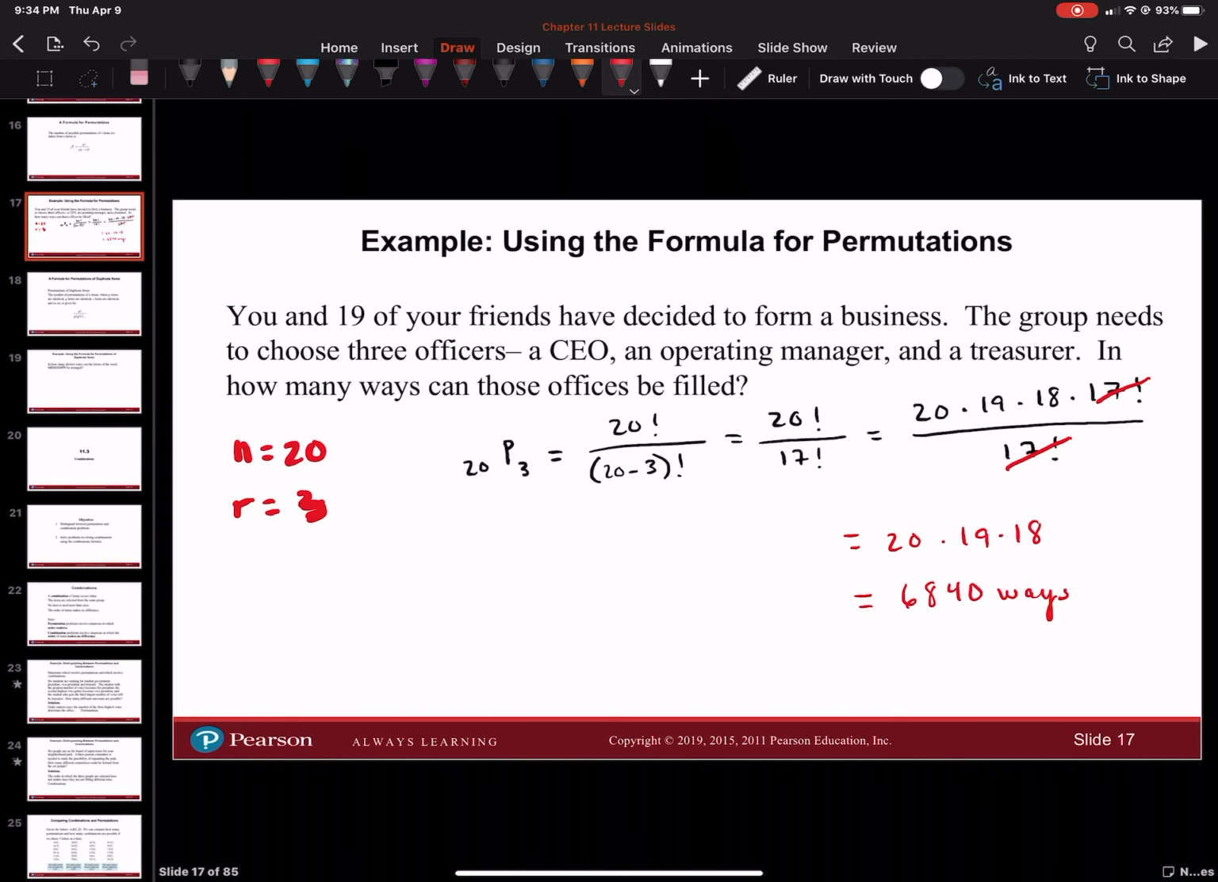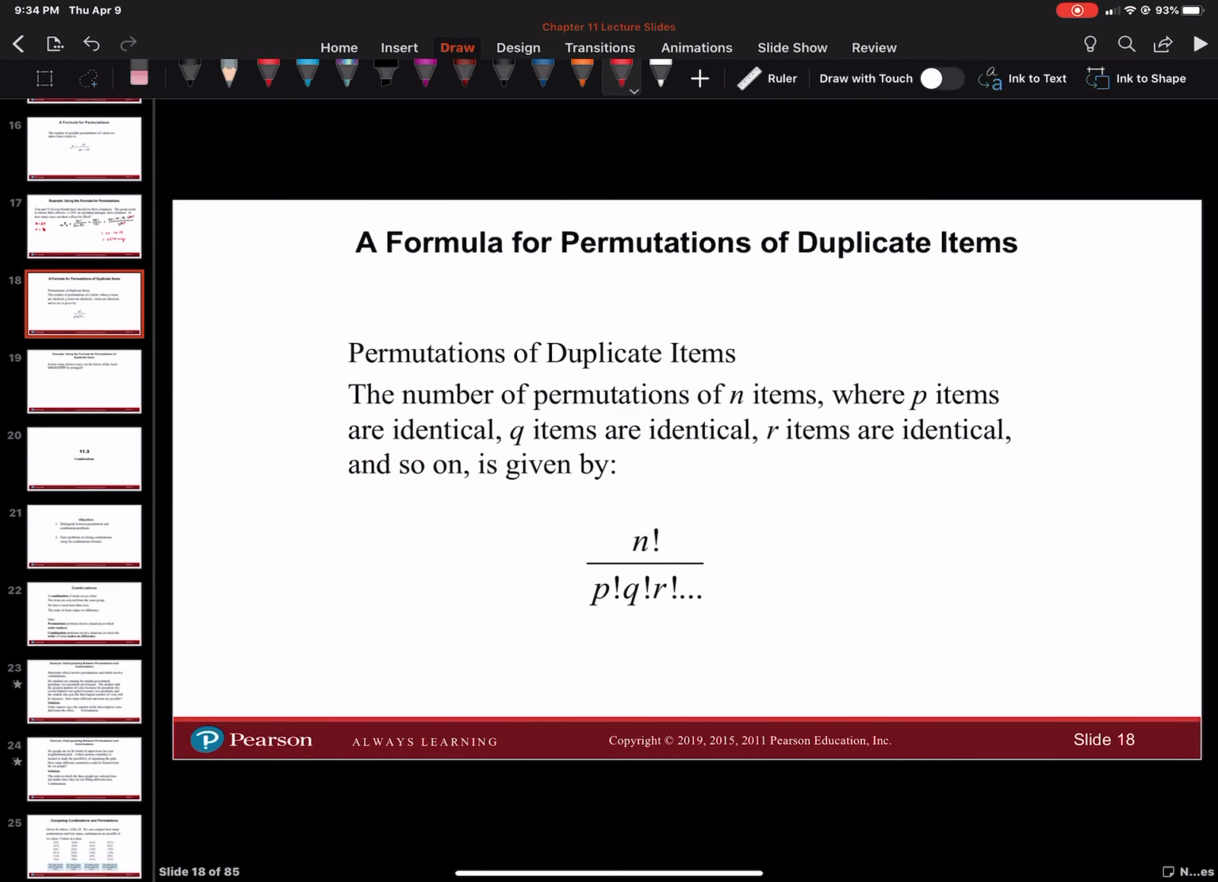Now, let's say we had permutations of duplicate items. The number of permutations of N items where P items are identical and Q items are identical and R items are identical and so on is given by N factorial over P factorial times Q factorial times R factorial and so on. Now, me personally, I don't use the P, the Q, and the R, because when I'm talking about duplicate things, I count what I actually have. So let me show you what I mean by this.